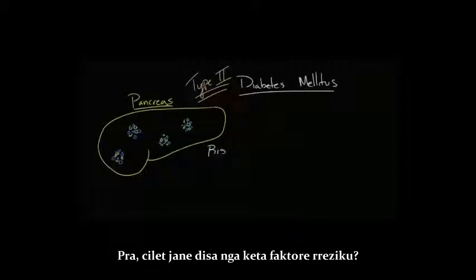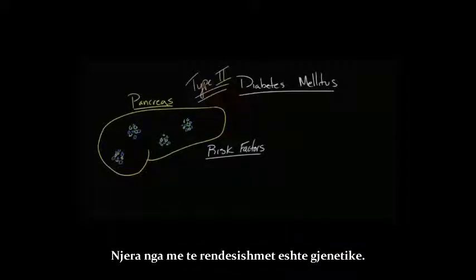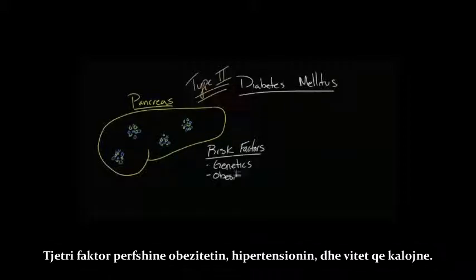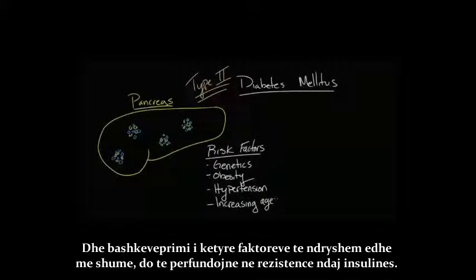So what are some of these risk factors? Well, one of the most important ones is actually genetics. In fact, having a family history, say in someone's parents or grandparents, of type 2 diabetes is one of the biggest risk factors for developing type 2 diabetes. Other factors include obesity, hypertension, and increasing age. And it's the interaction of all these different factors plus more that end up resulting in insulin resistance.